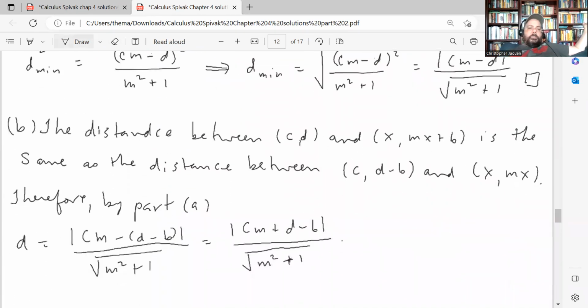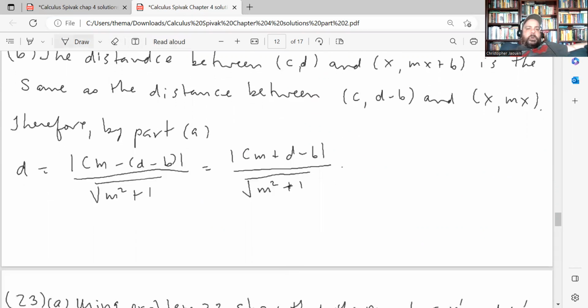All right, so the distance between the point (c, d) and the line y = mx + b is the same as the distance between the point (c, d - b) and the line y = mx. So you just subtract b from both of these. It's just a vertical translation downward by the same distance, so distances are preserved under that transformation. Then just using part A, the y value for the point is this one. So you just plug that in over here, and it gives you exactly the distance, which is this. Okay.